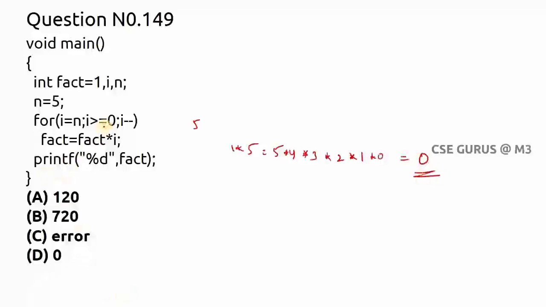So this is what you need to check. I have given I greater than or equals to 0. It's not 1. If I give I greater than or equals to 1, then the value is 120, which is option A. But here I have given 0. That's why the total value is 0. Which option is correct? Option D. So we need to clearly check it out. So what is the last value of I?